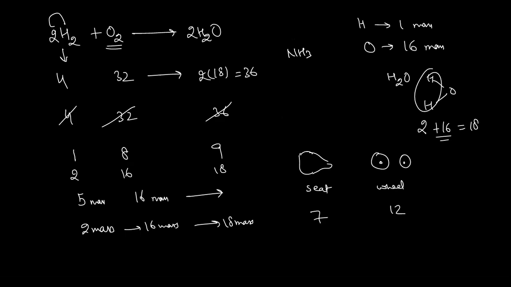Like the seat and wheel case I have given you. When you have 5 seats and 12 wheels, these 5 seats will consume 10 wheels, and 2 wheels will remain unused. In a similar way, when you have 7 seats and 12 wheels, then 6 cycles will consume the 12 wheels, and 1 seat will remain unused.